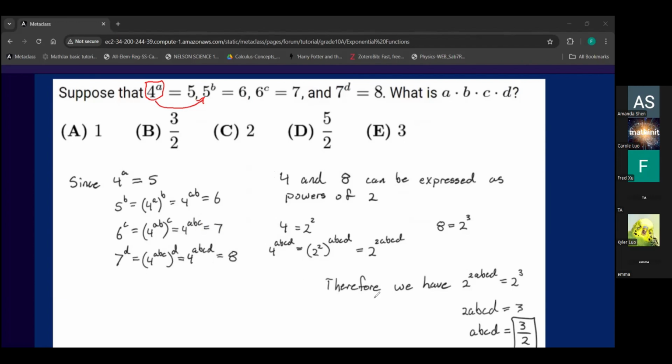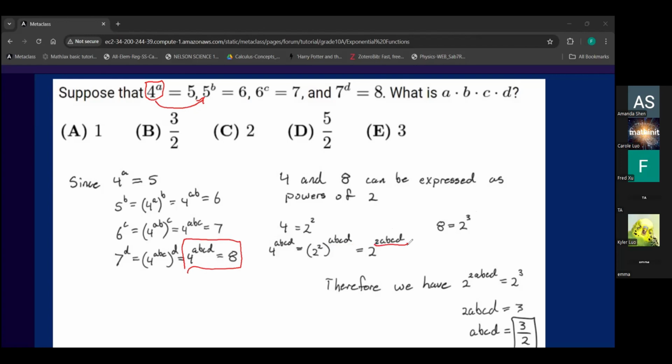And 4 and 8 are both powers of 2. You can express them as powers of 2. 4 is equal to 2 to the power of 2. 8 is equal to 2 to the power of 3. So now you can rewrite this specific equation over here. So we have 4 to the power of a times b times c times d is equal to 2 squared to the power of all this.